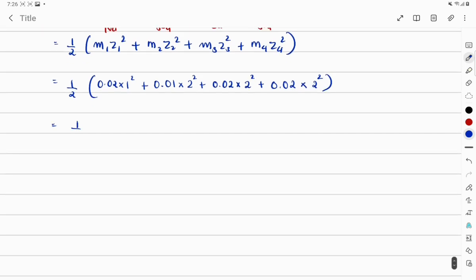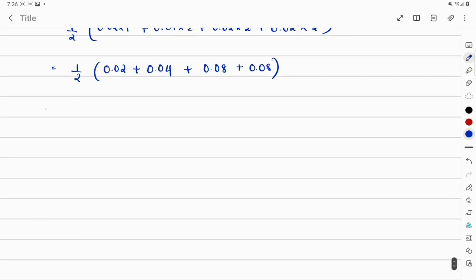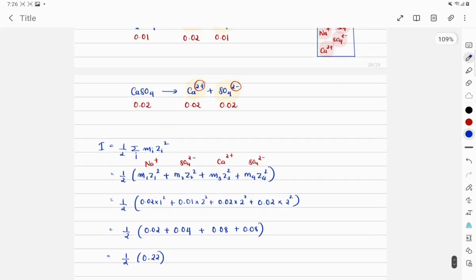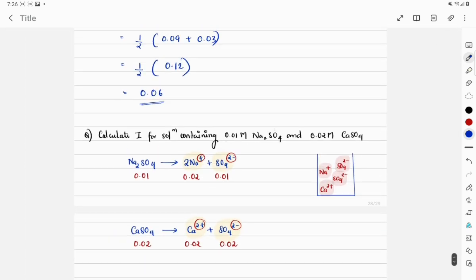So this will be half into 0.02 plus 2 square is 4, 4 into 0.01, 0.04, plus 2 square is 4, 4 into 0.02 will be 0.08, plus again 2 square into 0.02, 0.08. On summing all of this, we will get 8 plus 8, 16, 16 plus 4, 20, plus 2, 22. So that will be half into 0.22. On halving this, you will get 0.11. So this will be the ionic strength for a solution that contains this concentration of sodium sulfate and this concentration of calcium sulfate.